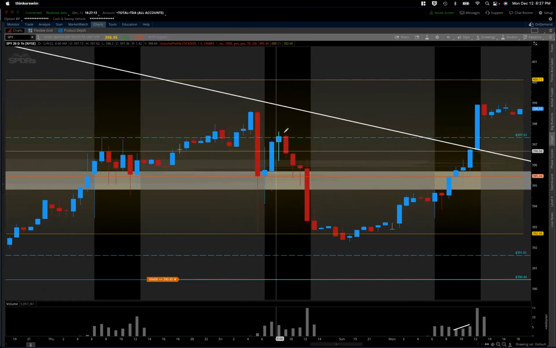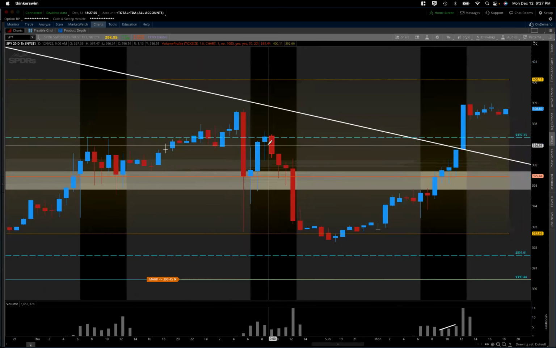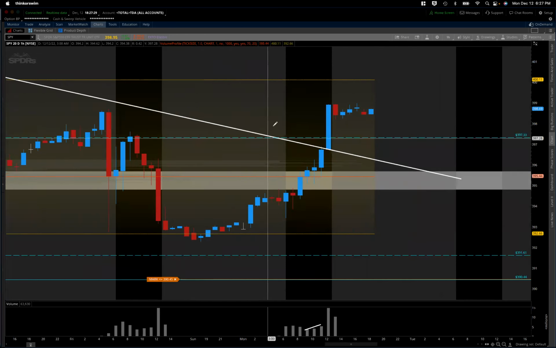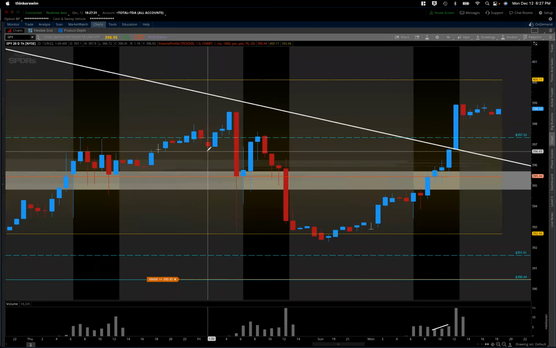For example, we can see a similar type of action in Friday's price, where we saw this really bullish candle off of support, and all of a sudden we got a little bit of a weaker candle, right? So these are just the types of things that you can be looking at when analyzing charts. You can see how it applies in real time.